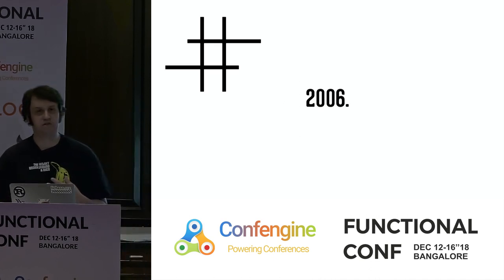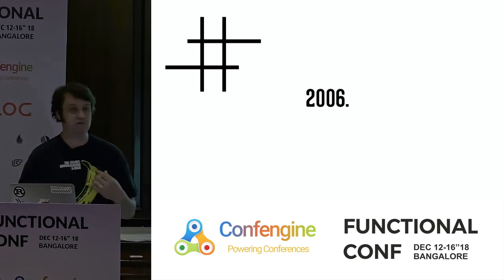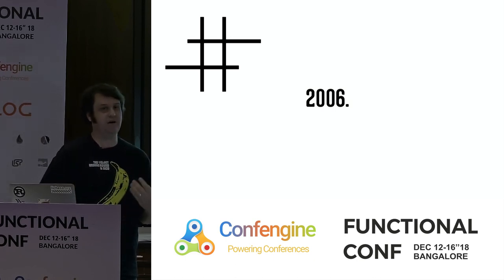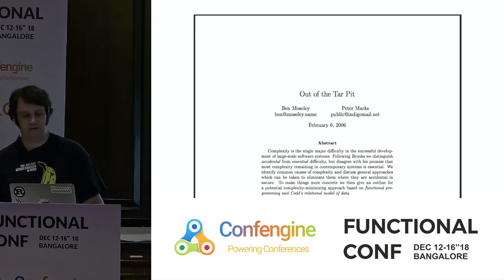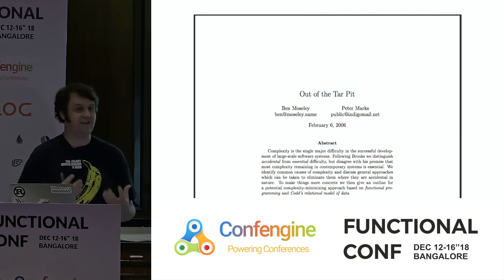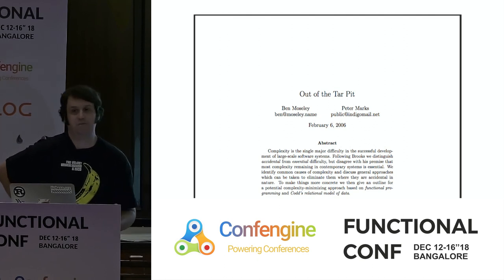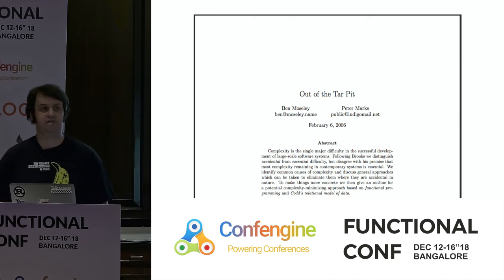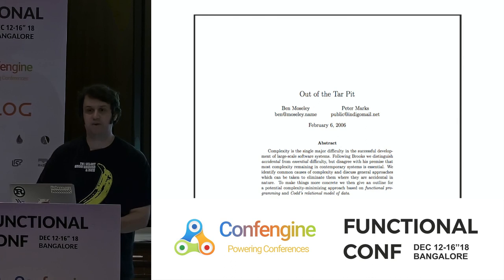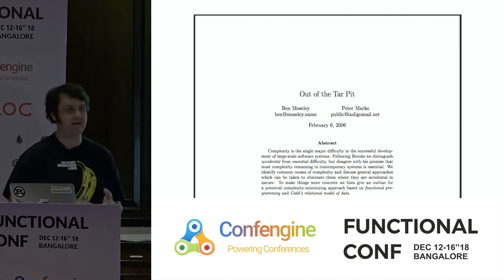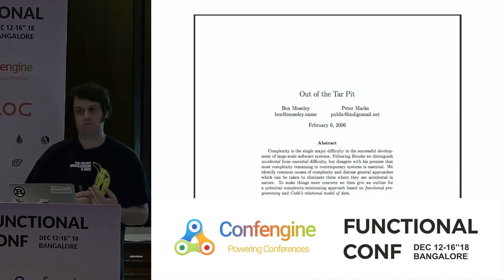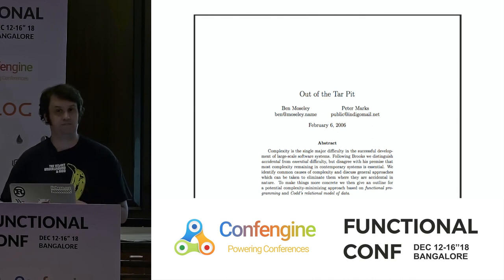In 2006, Moseley and Marks published their paper, which is probably the most influential on how I design software. They published this paper called Out of the Tar Pit, basically embracing and taking aim at the Silver Bullet paper, saying that complexity is the root of all programming challenges. And functional programming is one of the key aspects, and compositional programming is one of the key aspects to pulling us out of it. They talk about state and control and ordering in programs as being the biggest challenges to complexity.